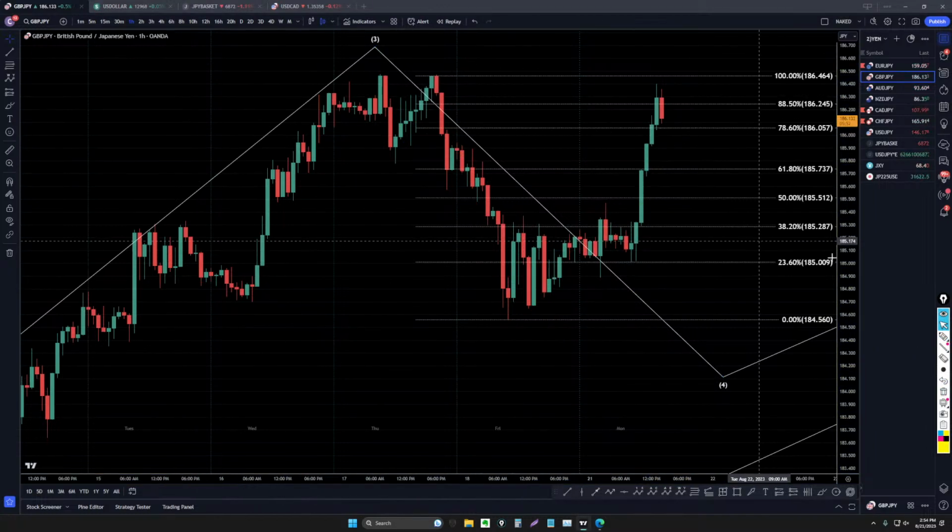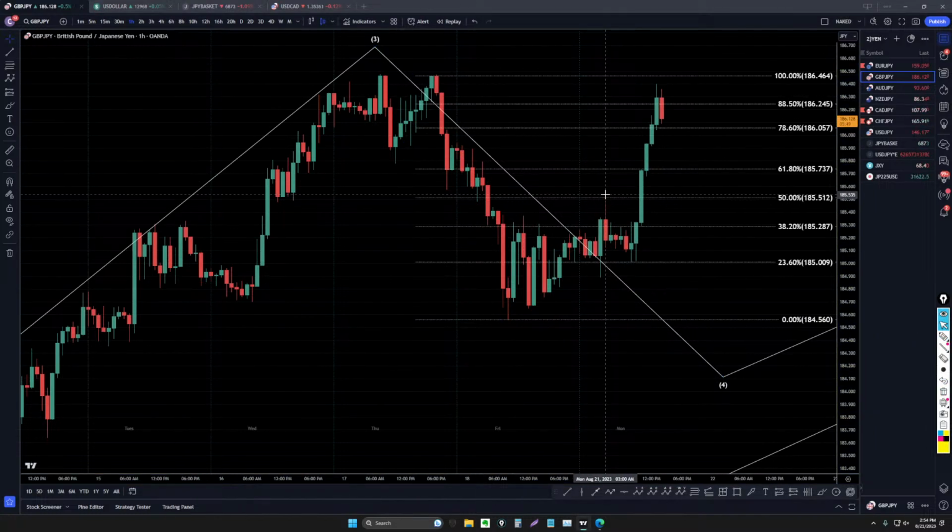I would definitely still be looking for longs, though. I would still be holding on to my long. I don't really see any reason to get out of this.